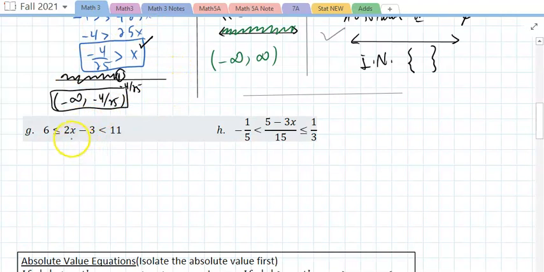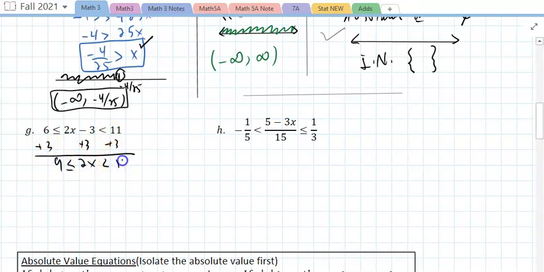You treat it just like if I had 2x minus 3 is less than 11, or 6 is less than or equal to 2x minus 3. Wouldn't you add 3? That's the first order of business. Whatever you do to one side, you do to each side. Do keep in mind, if you divide by a negative, you have to switch both of those. Then divide by 2. Since I didn't divide by a negative, that rule doesn't apply.